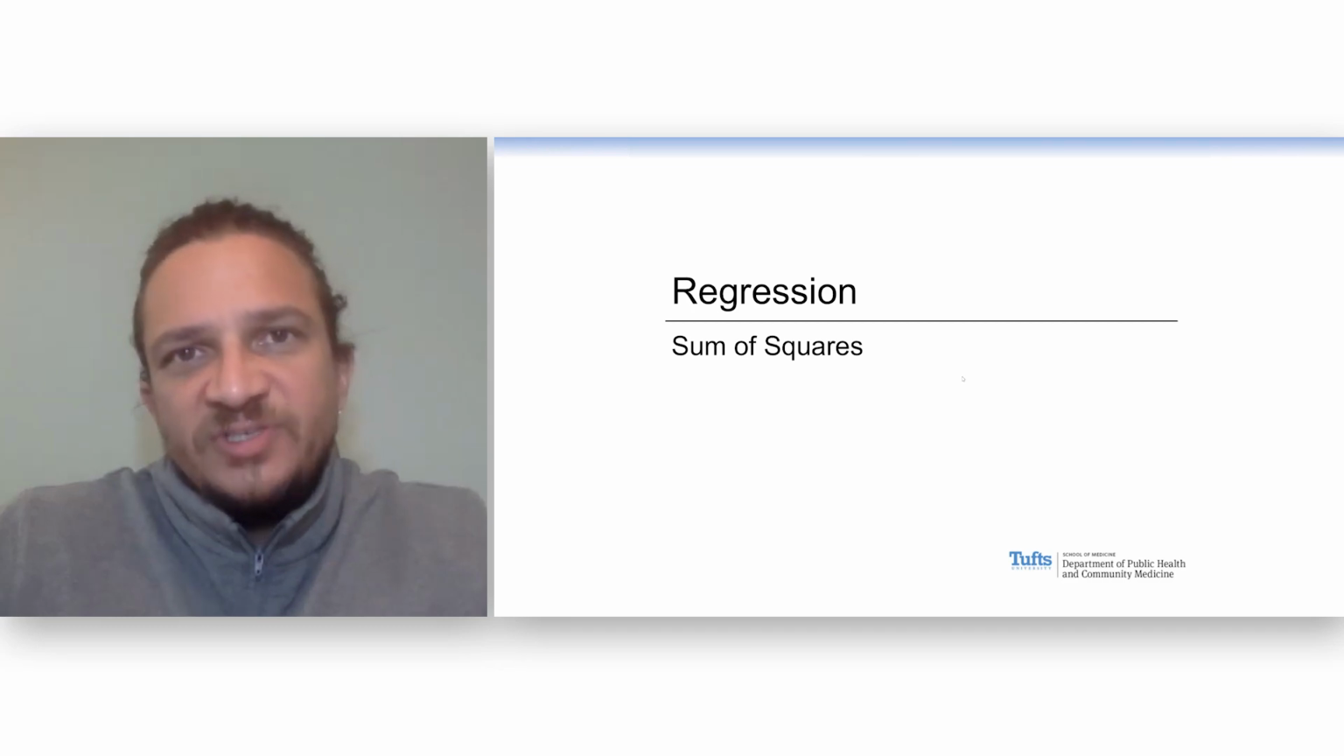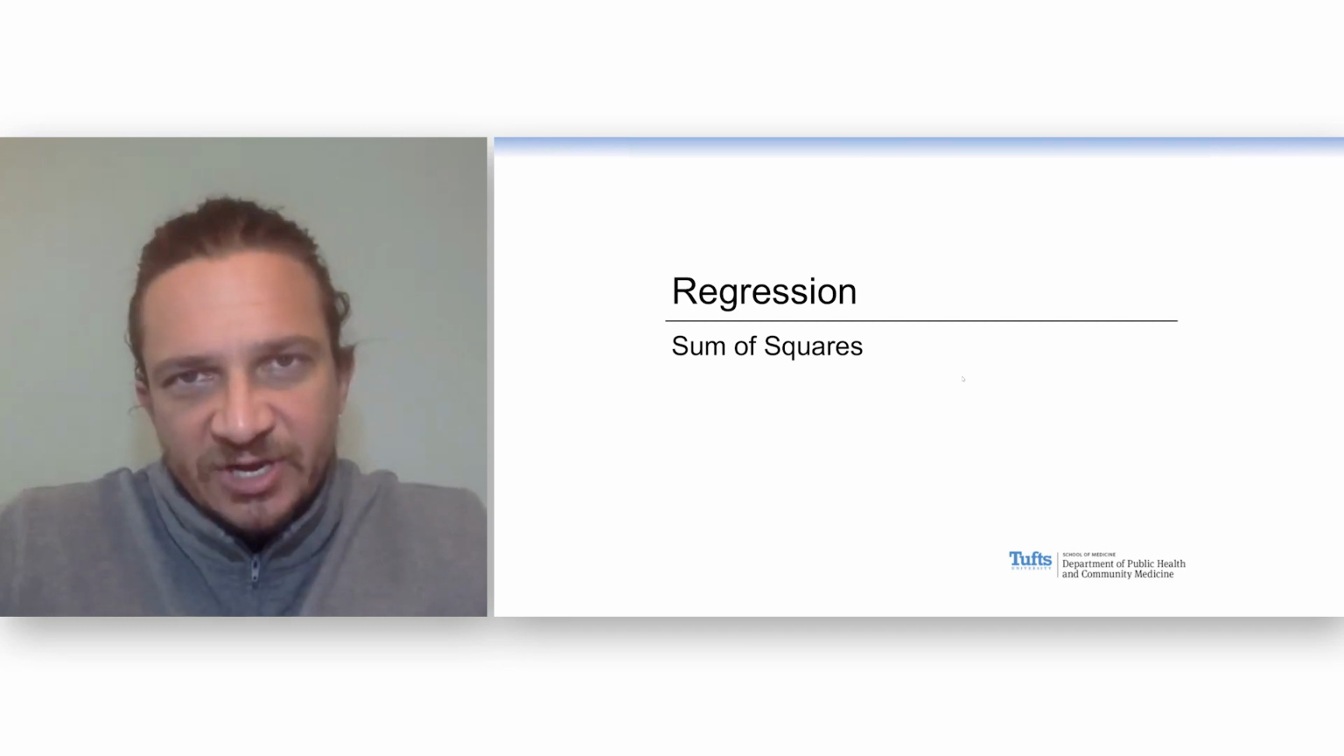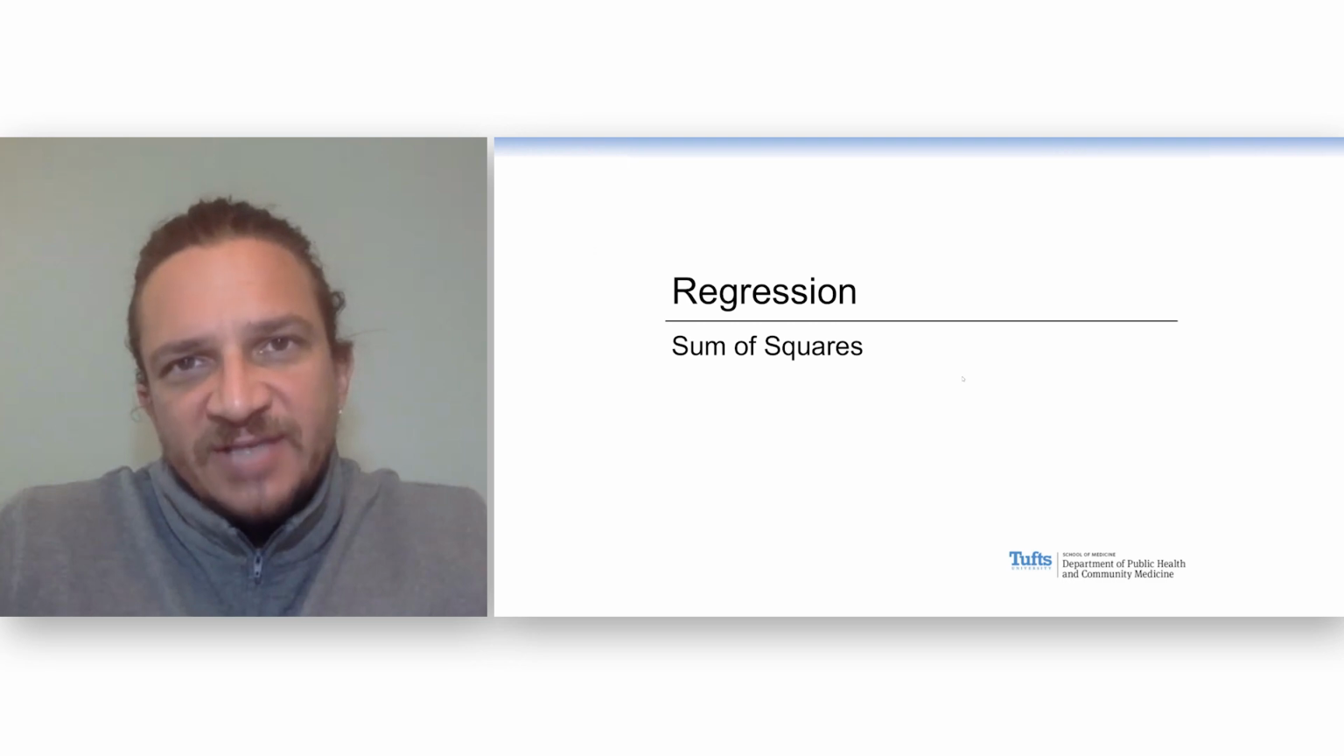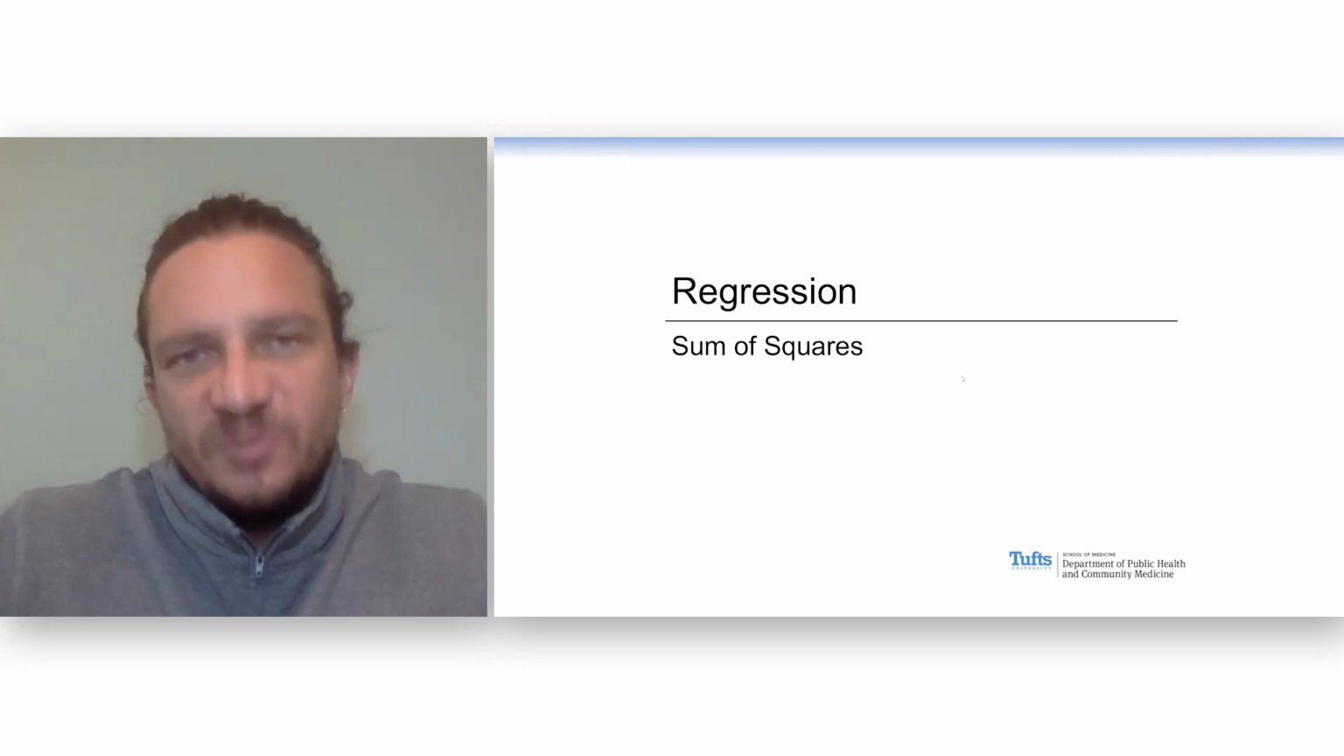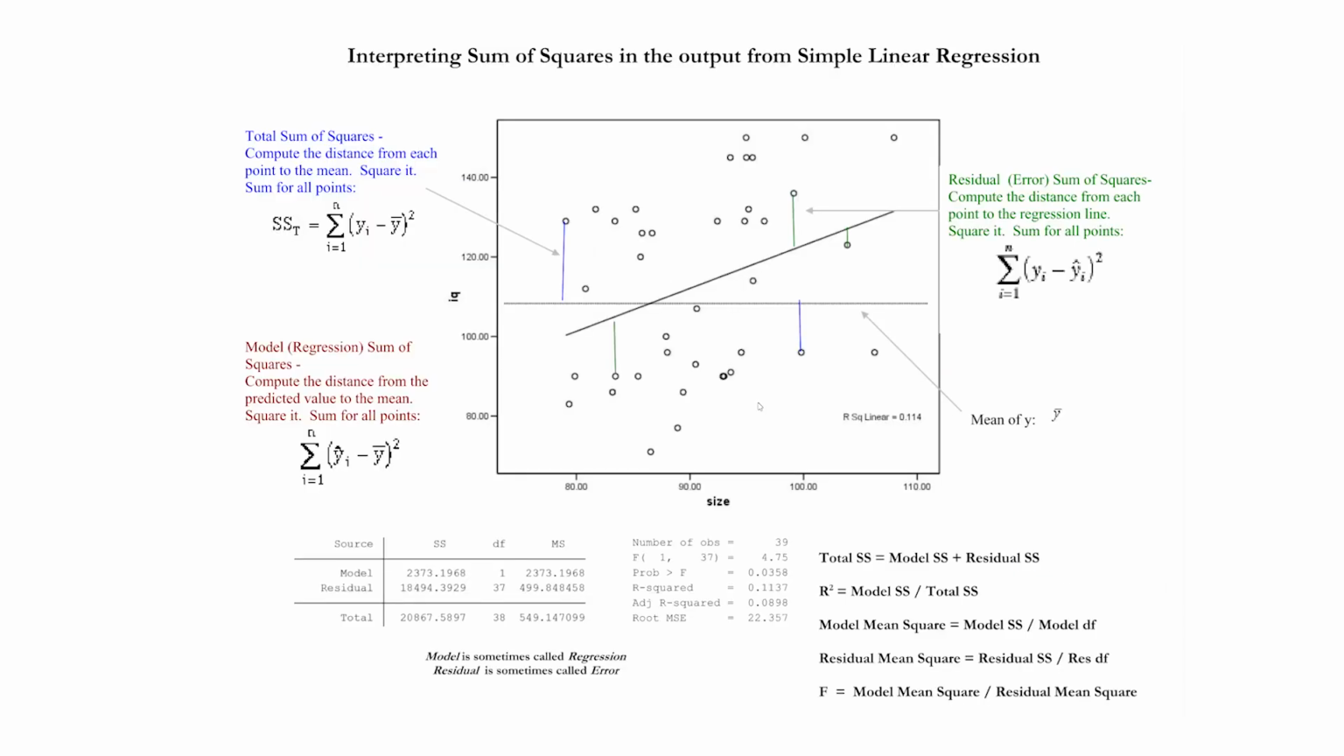To enhance your understanding of simple linear regression, we'll build on the example of brain size and IQ a little more deeply by investigating the sum of squares. Here are the data on brain size predicting IQ. And what we can do in this example is think about what the null hypothesis is.